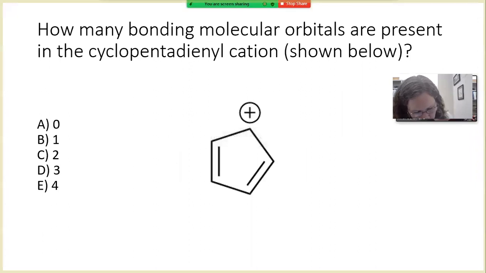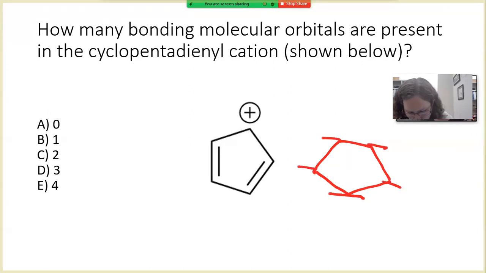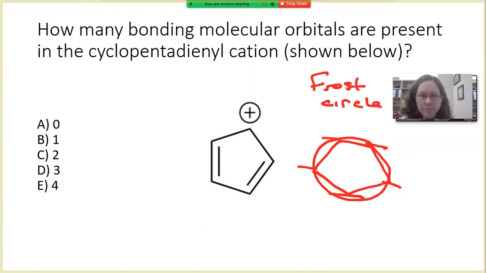In the case of the cyclopentadienyl cation, we're going to have one point at the very bottom of our Frost circle, and then we'll have these points here touching the edge of the circle. So this is our Frost circle for our molecule. What I can do is draw a dotted line across the middle. And when we do that, we can see a little more clearly which orbitals are bonding orbitals and which are anti-bonding orbitals.